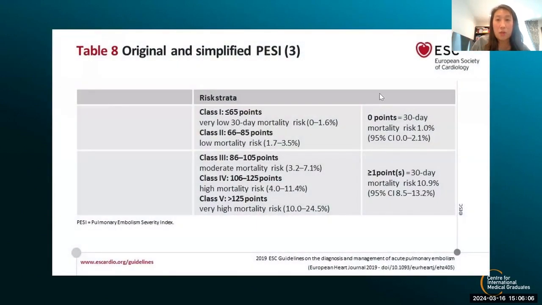Okay, now basically most places will use the simplified PESI score because if you get 0 points, then your 30-day mortality risk is 1%. If it's greater than 1 point, then your mortality risk jumps up to 10%. So anyone with a simplified PESI of 1 and above would be considered intermediate high risk. Well, intermediate risk anyway.